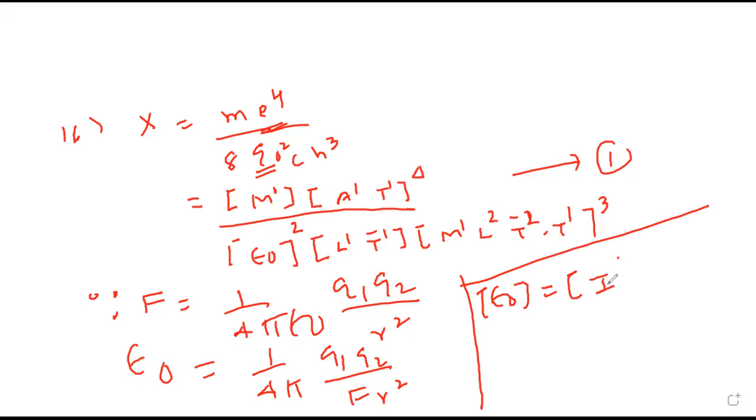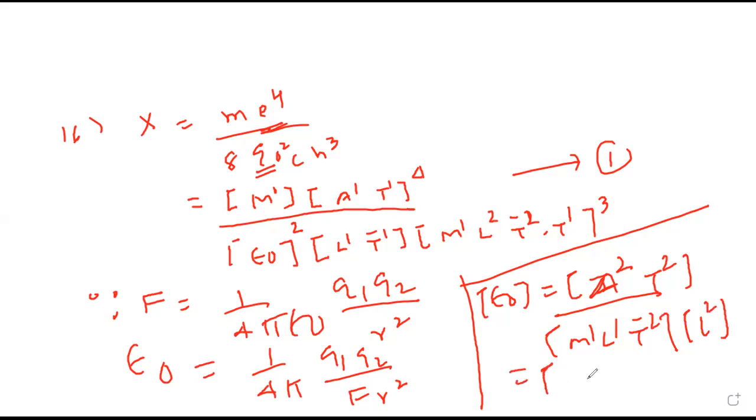So it is A2 T2, because charge is AT, upon M1 L1 T minus 2, into L2. So we get M minus 1, L3, T4, A2, the dimension of permittivity. Please copy till this.